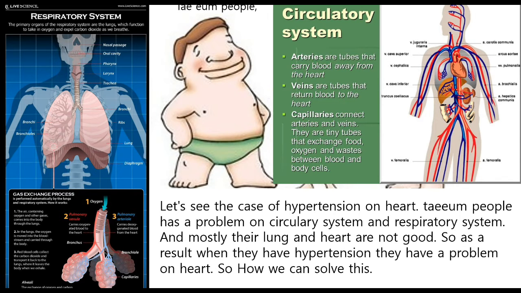Let's see the case of hypertension on the heart. Ten people have problems in the circulatory system and respiratory system, and mostly their lung and heart do not look good. So as a result, when they have hypertension, they have a problem with the heart. So how can we solve this?